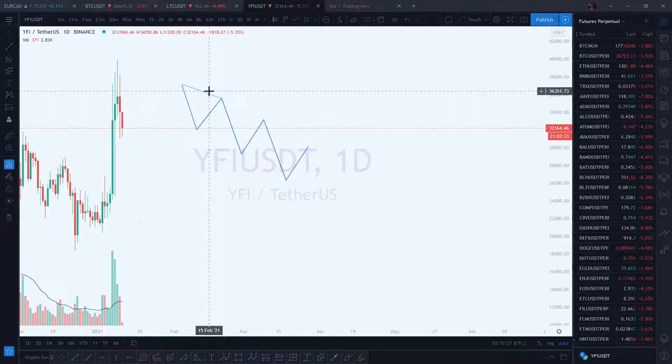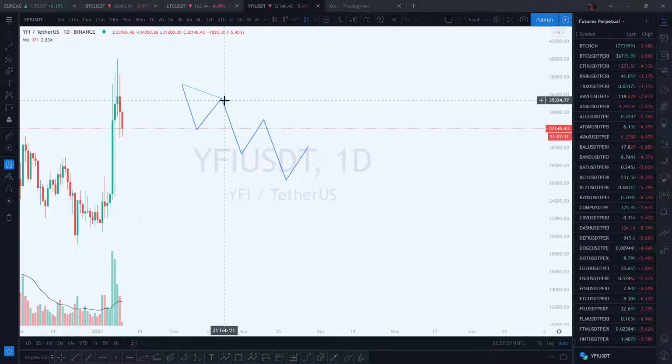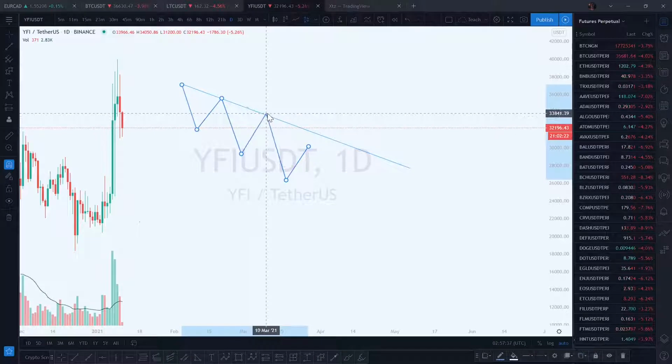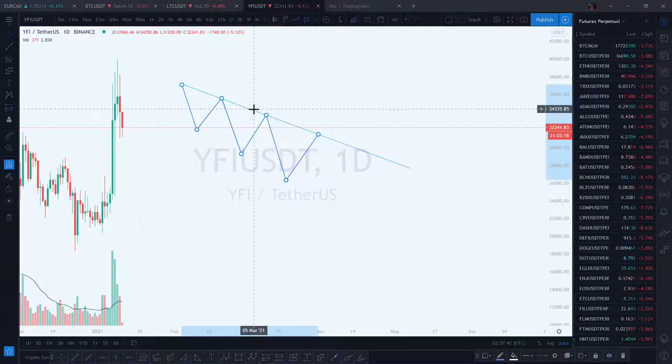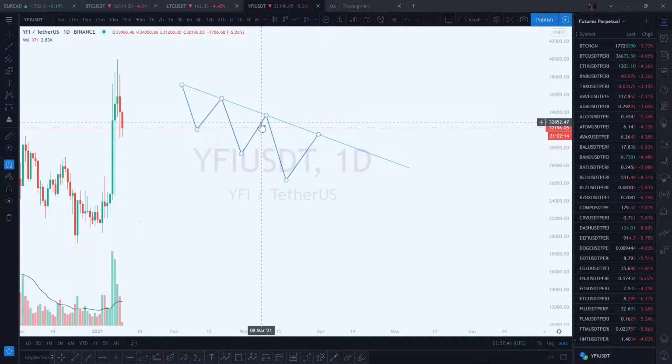But then you do not want to stop there. Like I said in the previous example, you want to extend it into the future like this. And so when price comes back into it, you want to see a resistance at this point for it to go back lower. But sometimes price may not come back into it.